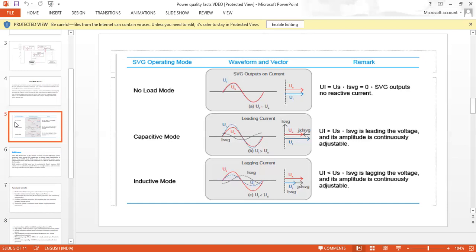And same as the no load mode and capacitive mode, another operating mode of the SVG device is the inductive mode, where the sine wave is classified by these two waves, and the variation occurs due to the classification of the sine wave. That's how the difference between UI and US happens. In this figure, the UI is smaller compared to the US, whereas the ISVG is perpendicular to these two values and lagging the voltage, and its amplitude is continuously adjustable.